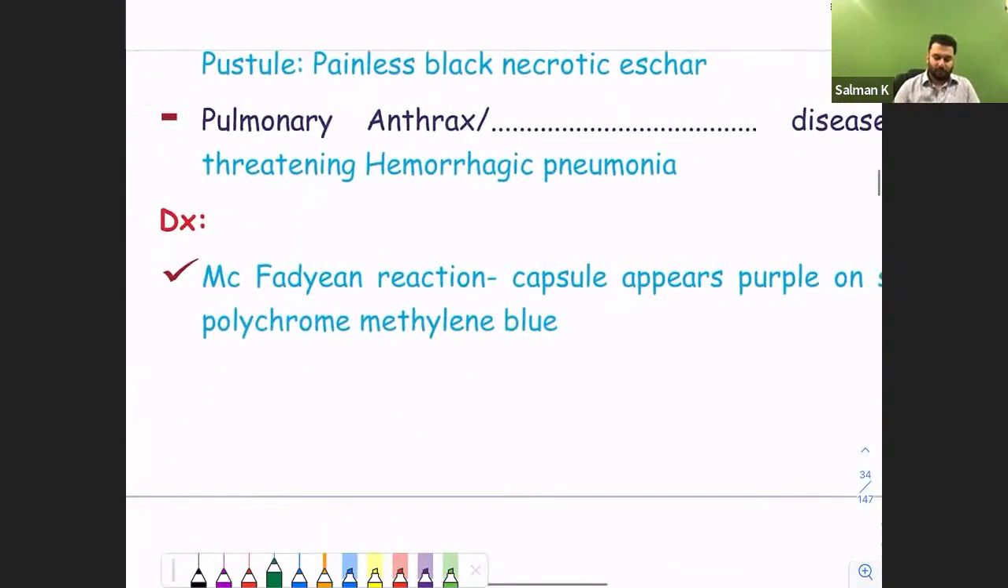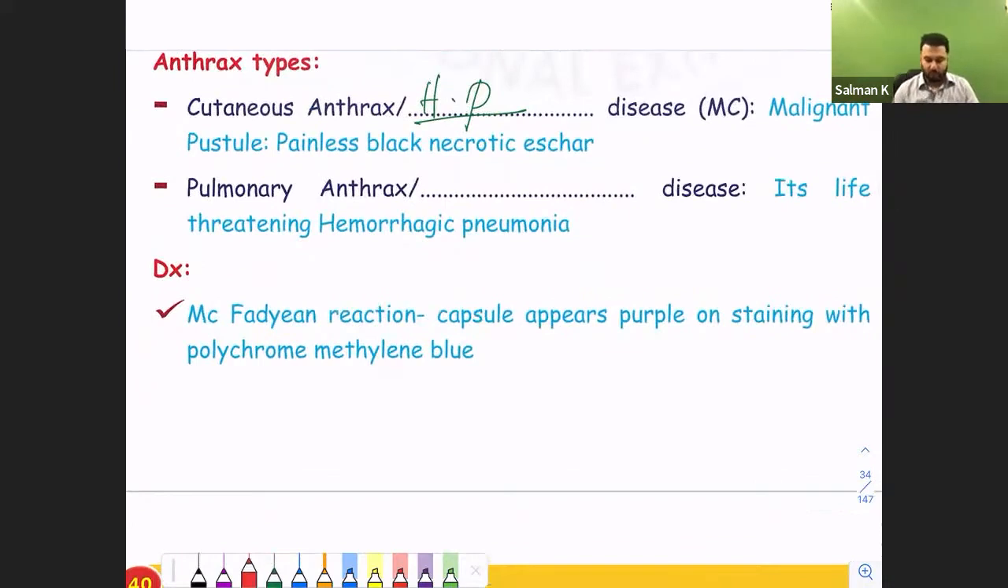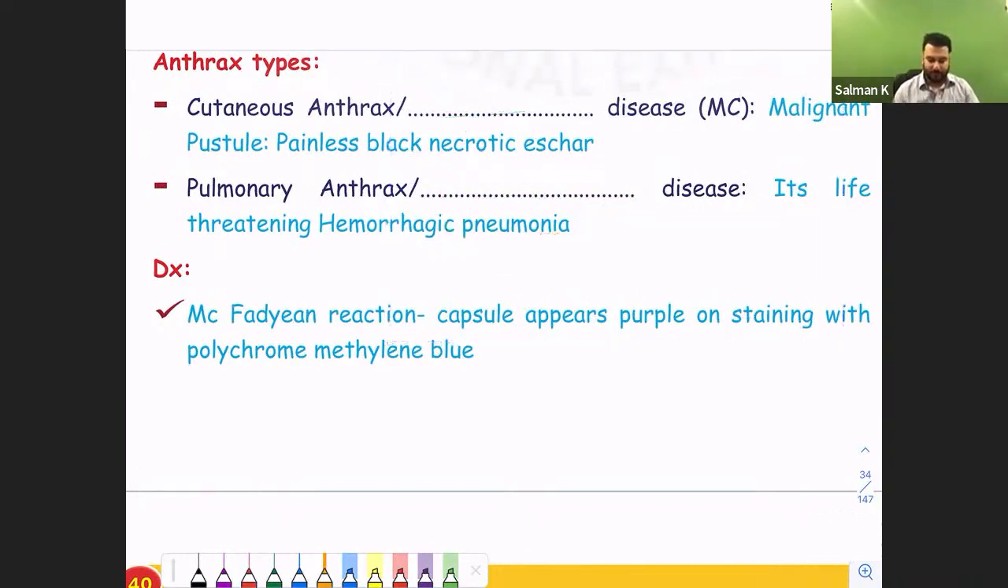Next, moving on, pulmonary anthrax. This is the next one in the list. Pulmonary anthrax is also called Wool-Sorter's disease. This is the fatal one because it causes pneumonia. And how do you get pneumonia? The organism should get into your lungs first. That means the route is inhalation. Inhalation of spores is the route to get this pneumonia. So Hide Porter's is the skin form of anthrax, and Wool-Sorter's is the fatal, pulmonary form of anthrax. Is that understood by all? Next.